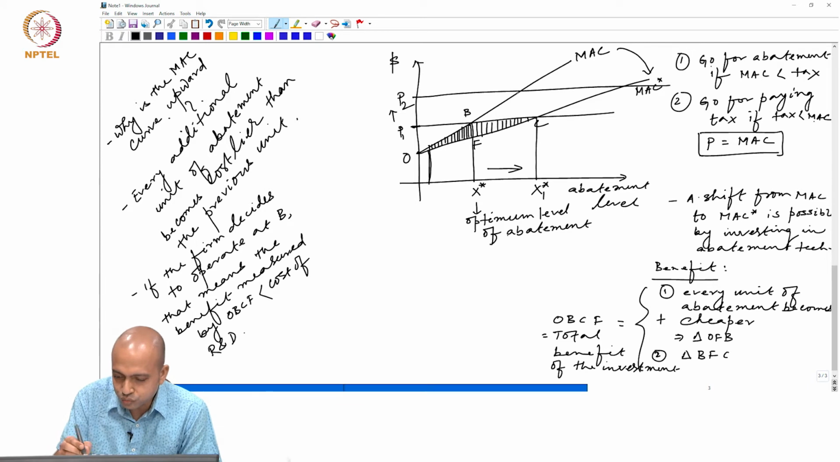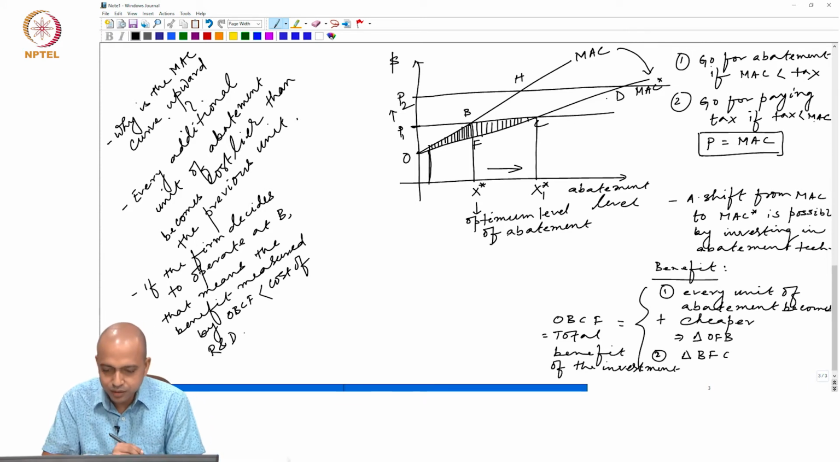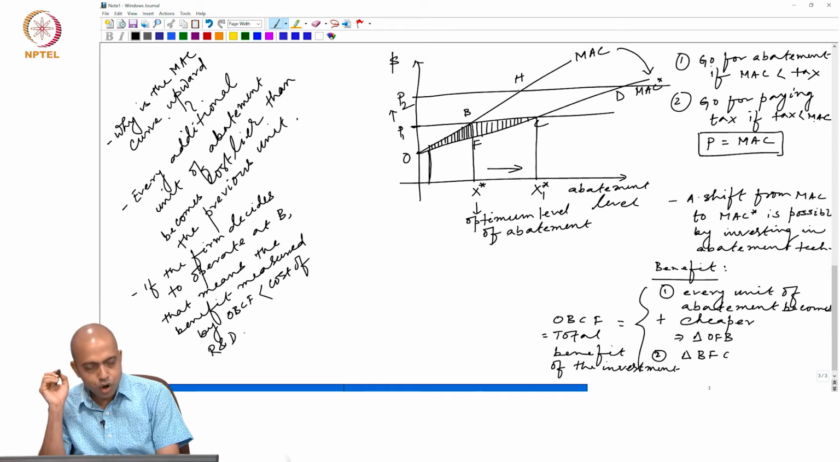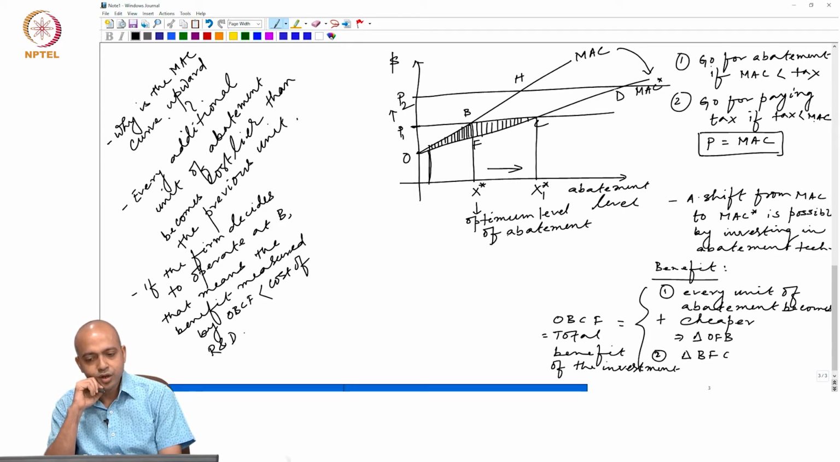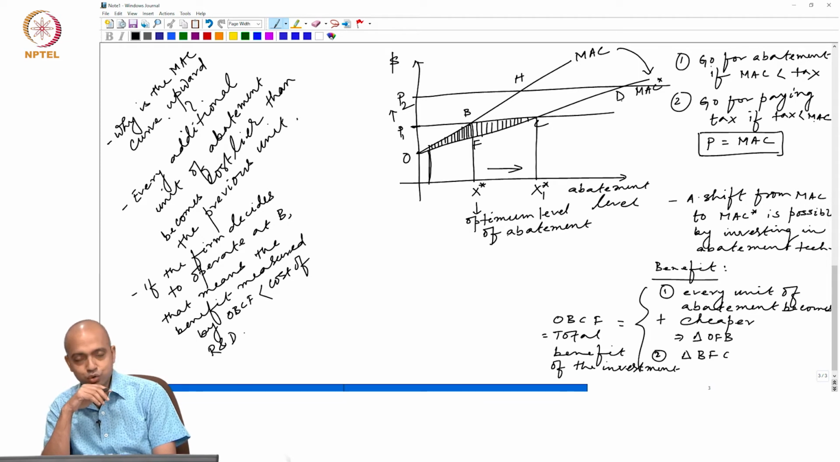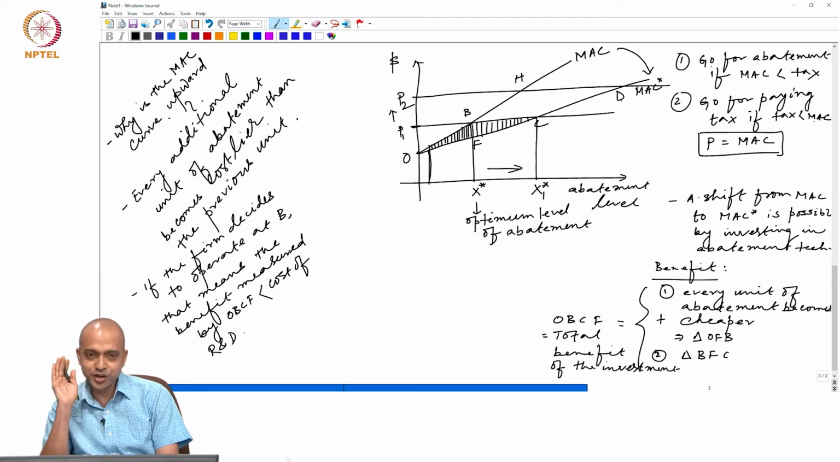So, at P2, the firm has two options: either to stick to the old technology and operate at H, or to go for innovation and operate at D. Now, what we have to show is that neither H nor D is actually better than B. How to show that? Please try to understand. I will repeat once again what I am saying.